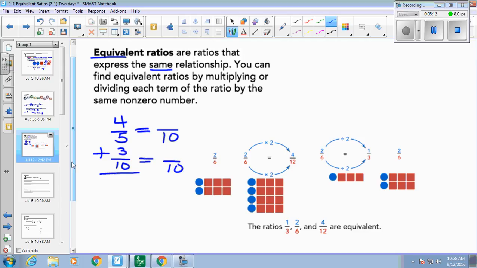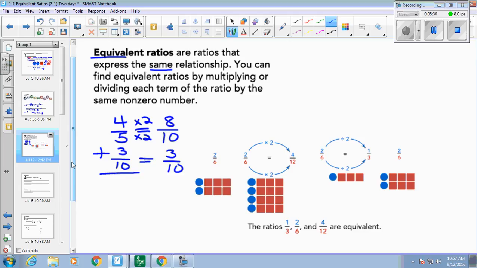So I would multiply 5 by 2 to get 10, meaning I'd have to multiply 4 by 2 to also get 10, to now have 8/10. Now I have an equivalent ratio of 4/5 and 8/10. The 8/10 and 3/10 aren't the equivalent ratios.